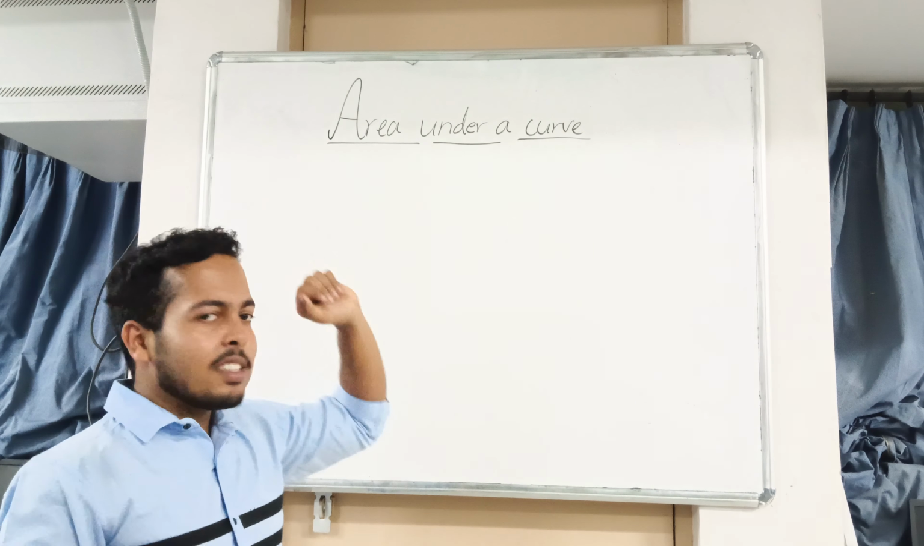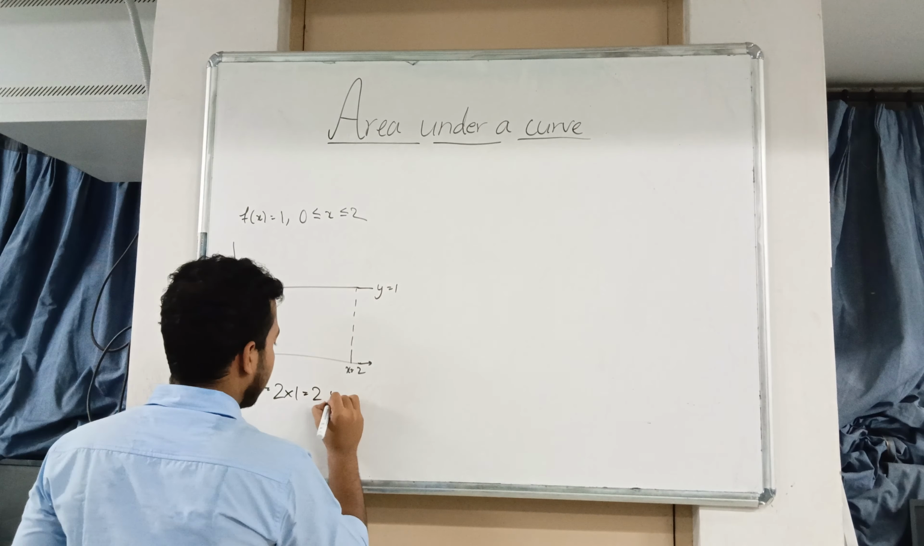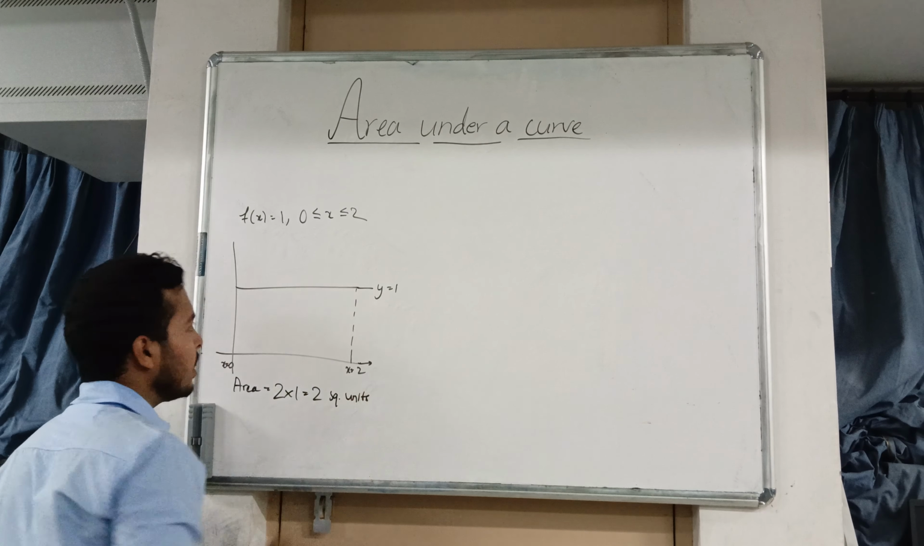If f(x) equals 1 where 0 is less than or equal to x, which is less than or equal to 2, its graph looks somewhat like this, where this line is y equals 1, this line is x equals 2, and this is x equals 0. Now as you can see, the area bounded by this line y equals 1 is a rectangular region, and we can find it by multiplying its length with its breadth. So area would be equal to length, which is 2 units, into breadth, which is 1 unit, that equals 2 square units, right?